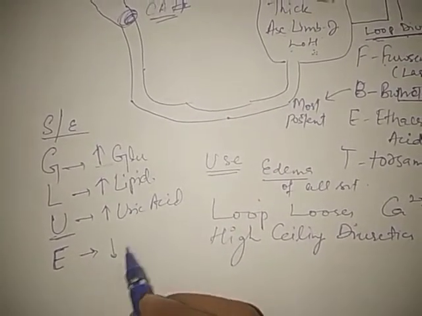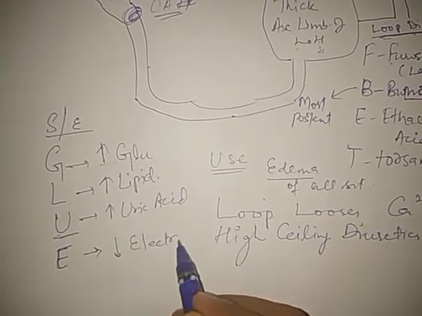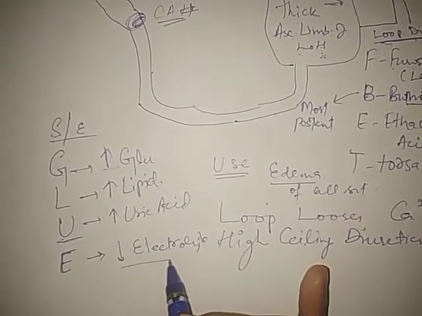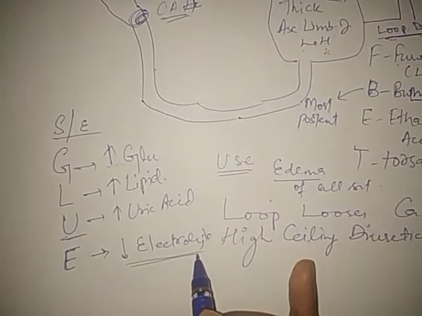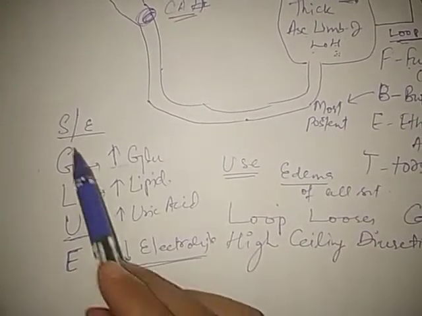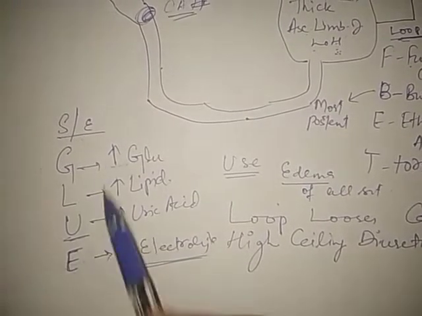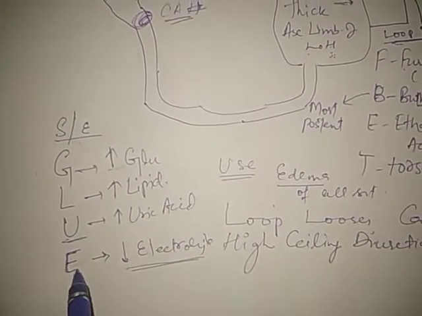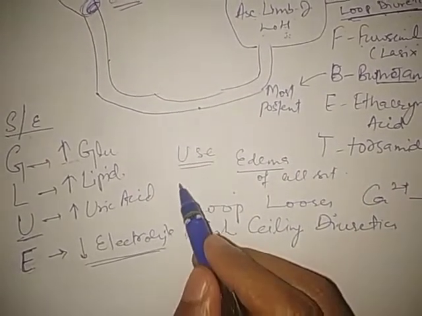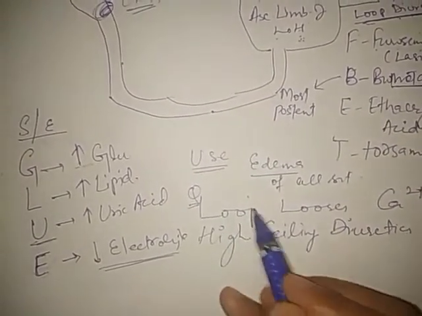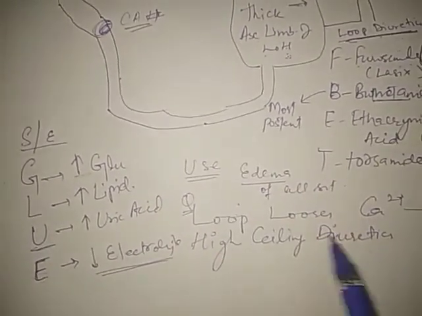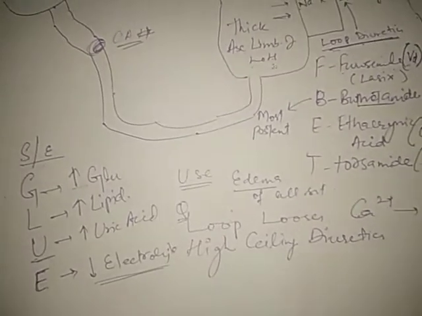And it decreases the electrolyte levels. Even calcium is also reduced. These are the side effects of loop diuretics. Similar side effects are also seen with thiazide diuretics, but thiazide diuretics gain the calcium, while loop diuretics, as I already told you, lose calcium. Very important point. Loop loses the calcium while thiazide gains the calcium. So these are the high ceiling diuretics I already explained.